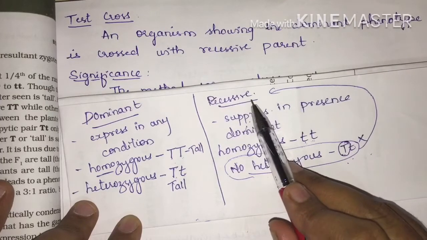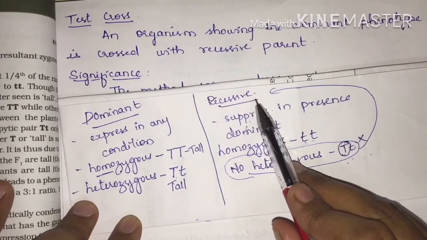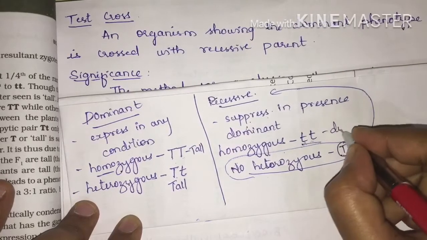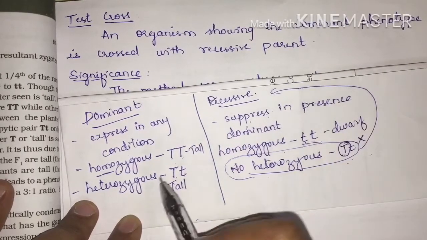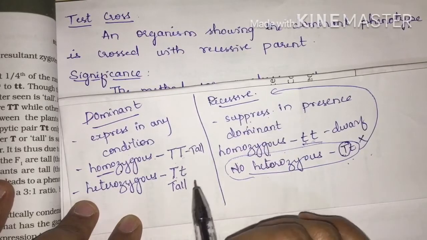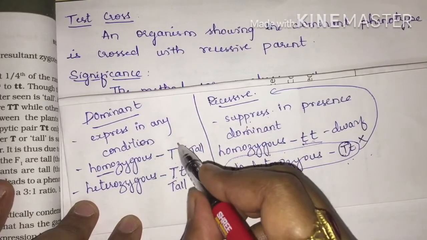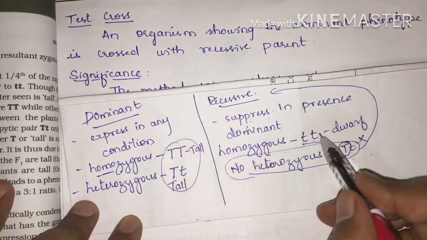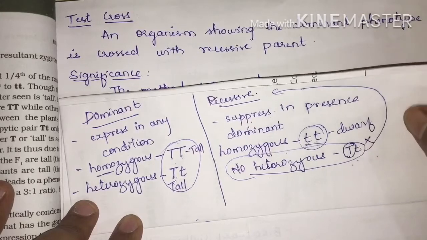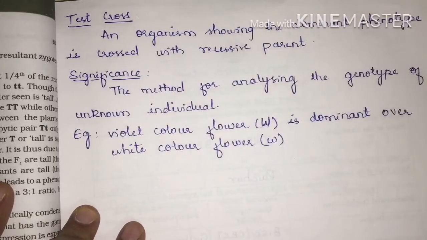Now recessive will express only when both are in recessive condition. If it is in heterozygous or homozygous dominant condition, dominant will express. Hope you understood this. Dominant can have two different types, while recessive has only one type. So after this, we shall proceed further with the test cross.